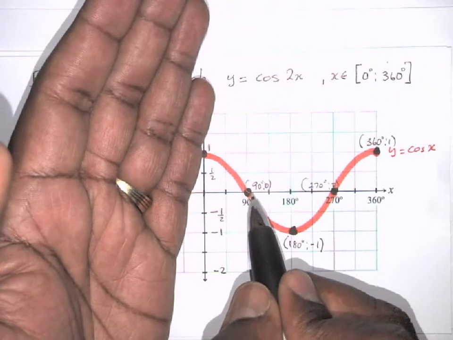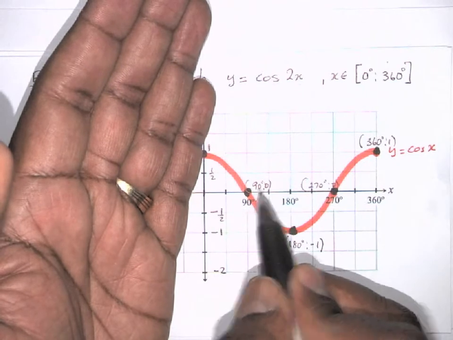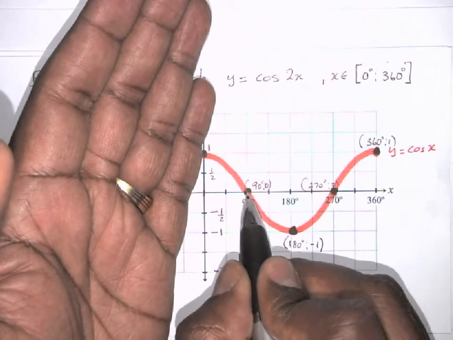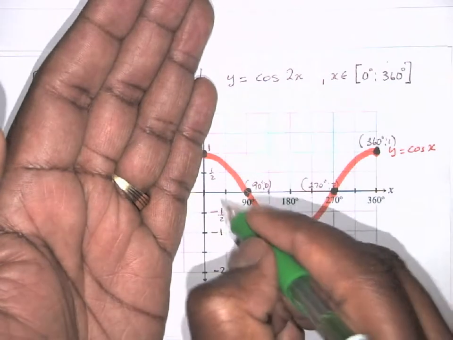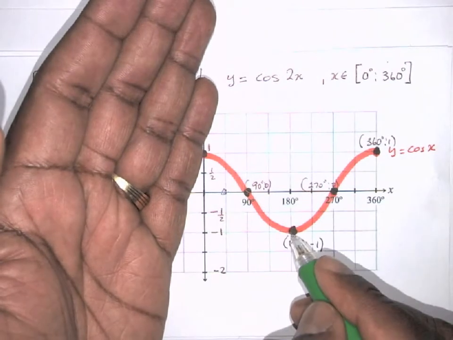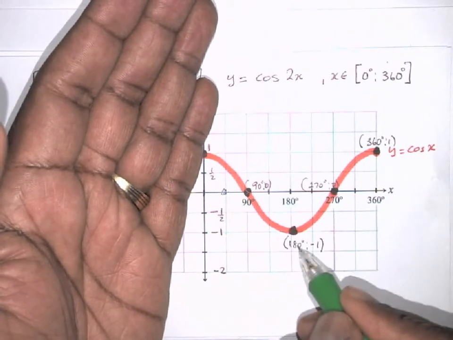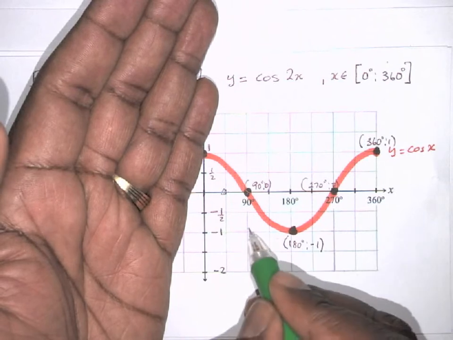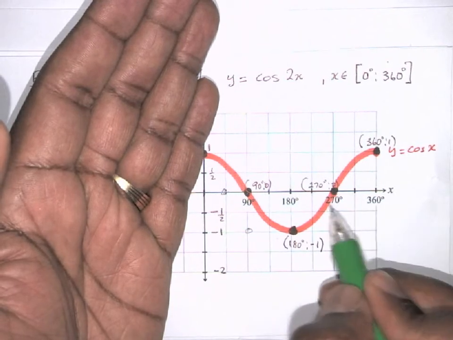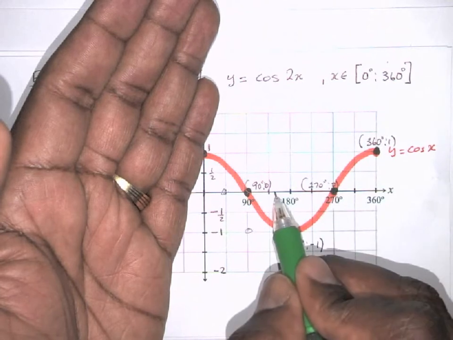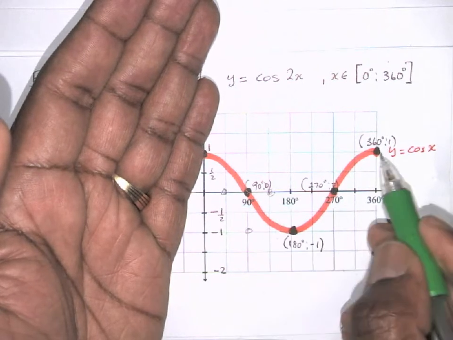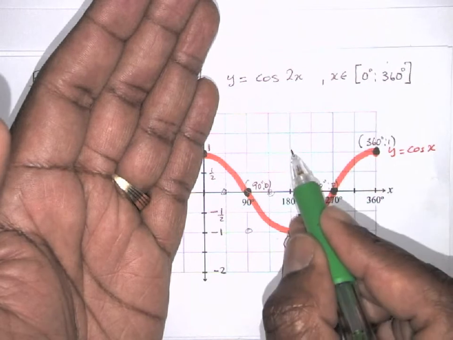So if I divide this 90, because I'm affecting x, the point will be there. So I've got a new point there instead of this one. This one here, if I divide it by 2, will be there. And this one, divide 270 by 2, that is 135. So this point here will be somewhere there. Divide this by 2, so it will be somewhere there.